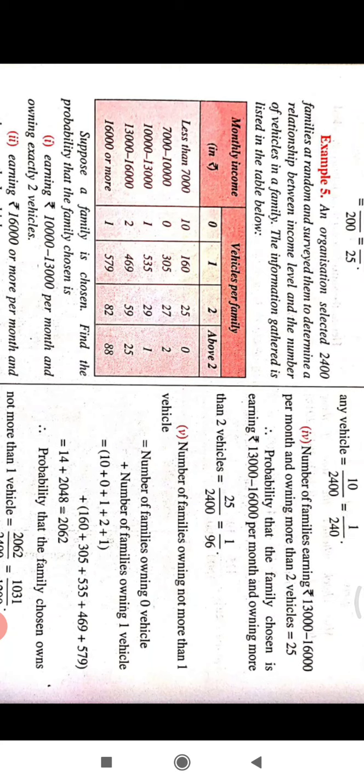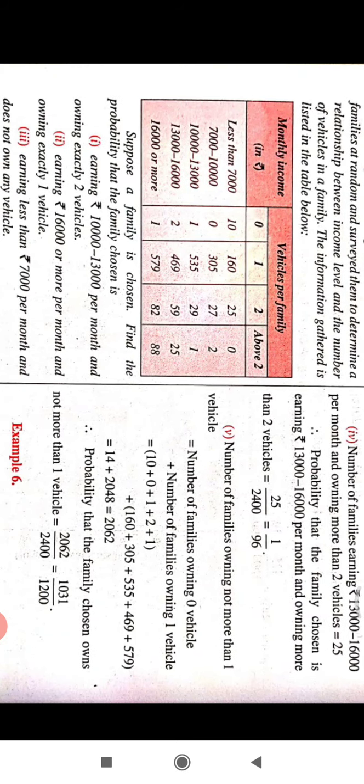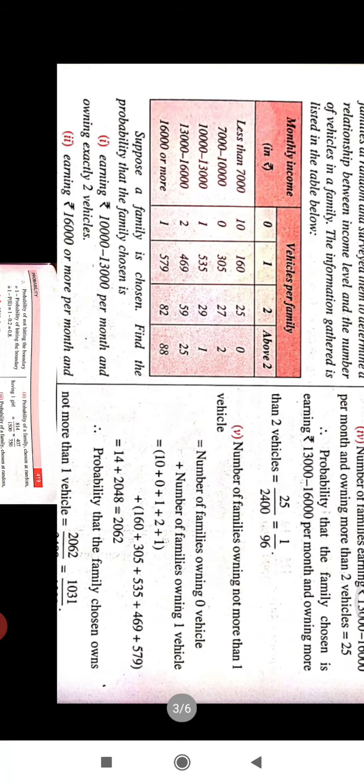Okay, how to solve question 5 now? An organization selected 2400 families at random and surveyed them to determine a relationship between income level and number of vehicles in a family. The information gathered is listed in the table below. Okay, the given table is only for your understanding. You need not draw the table in your notebook or solve this table, and need not draw it in the answer sheet also. Now what do we have to find?